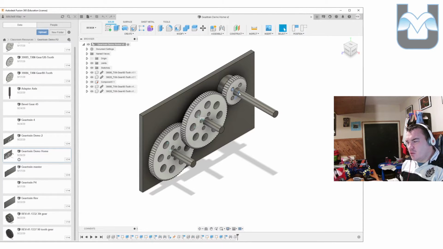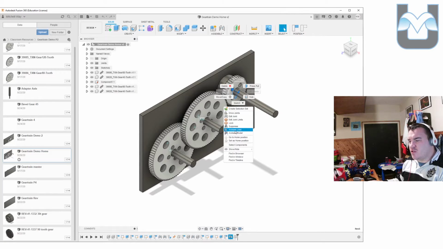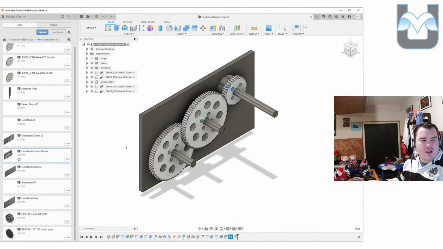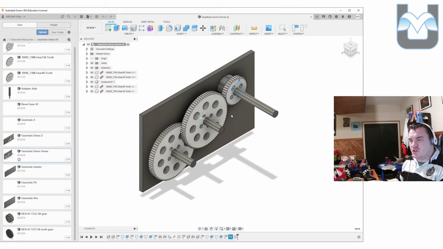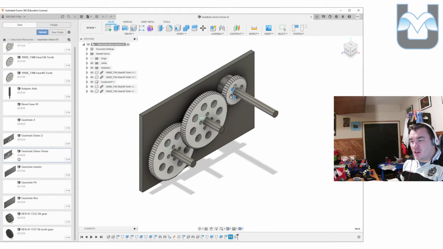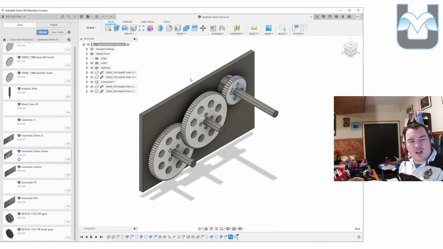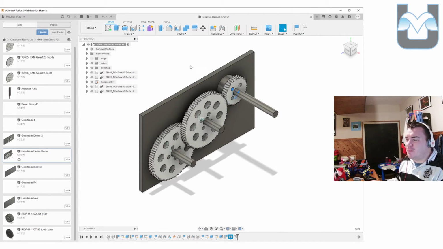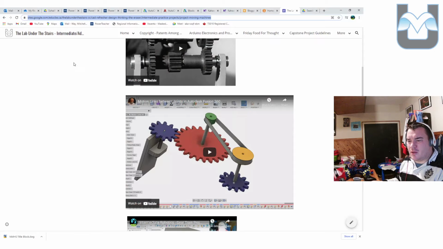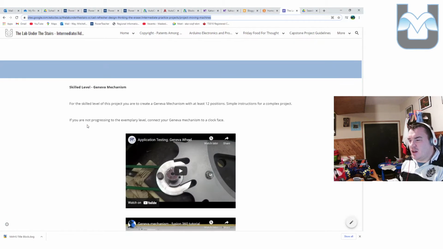This one here is the one that we'll talk about today in class, which is the gear train. The gear train is an animatable Fusion project where you're going to animate, in this case, I believe, an 8-to-1 gear ratio. Again, we'll talk about this in class this week. It actually goes a little bit further though, because the gear train would be the competent level, but it also goes to the skilled and exemplary level.